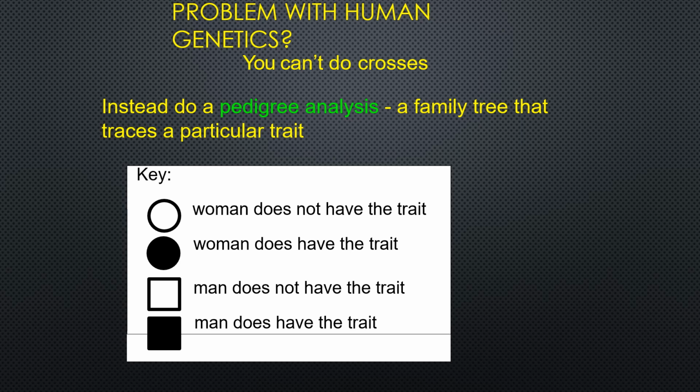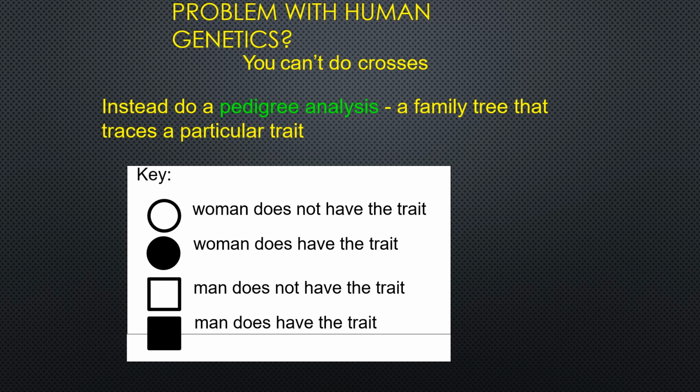So the problem with human genetics is that you can't just do multiple crosses over and over and over again. First of all, our life generation is way too long. That would take years and years and years. And secondly, it's really not ethical to say, let's see how many we can produce out of you. So instead we do what's called a pedigree analysis. That's looking at your family tree and tracing a particular trait.